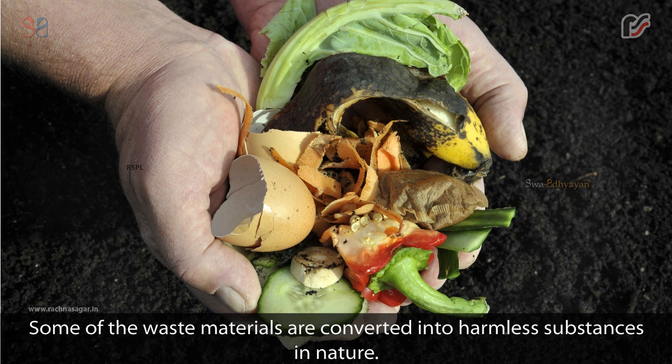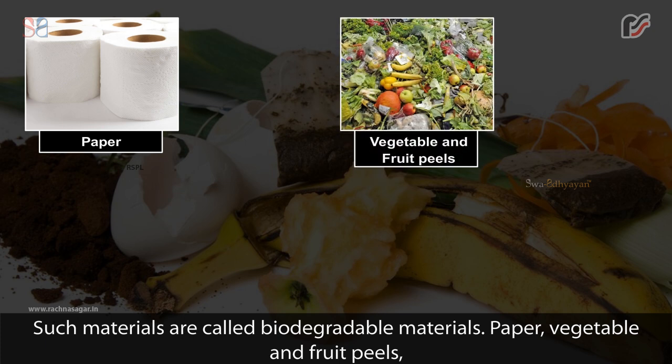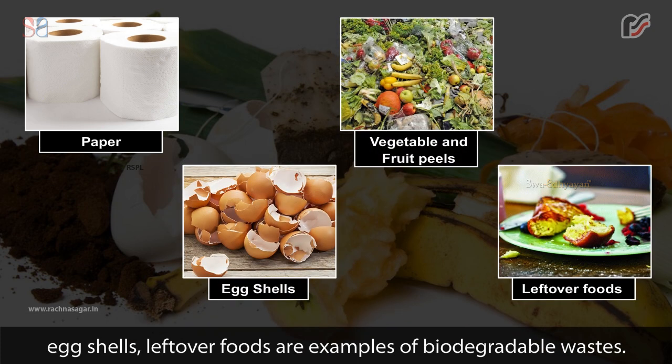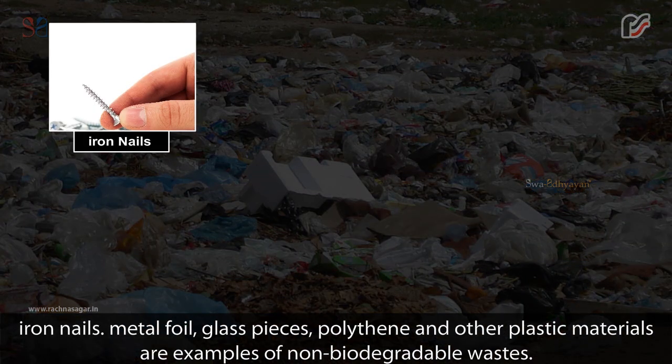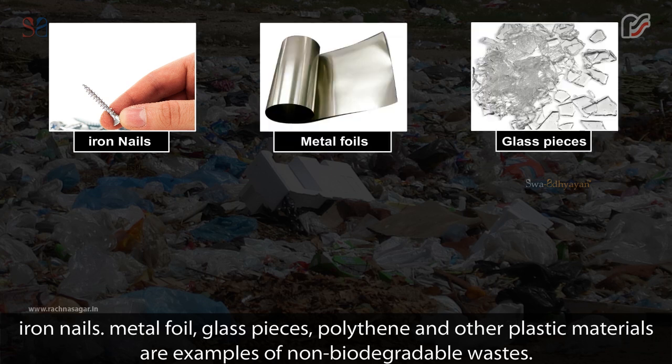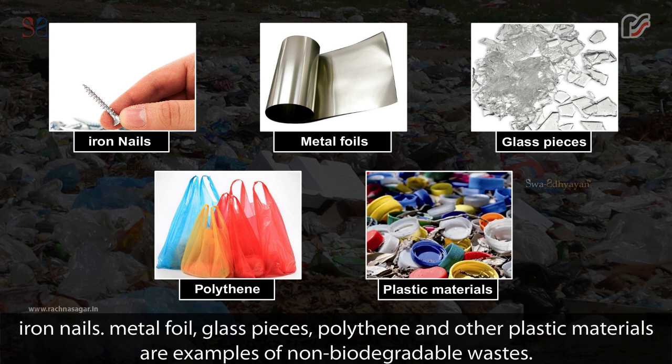Some of the waste materials are converted into harmless substances in nature. Such materials are called biodegradable materials. Paper, vegetable and fruit peels, eggshells, and leftover foods are examples of biodegradable wastes. Materials which cannot be changed into harmless products in nature are called non-biodegradable materials. Iron nails, metal foil, glass pieces, polythene, and other plastic materials are examples of non-biodegradable wastes.